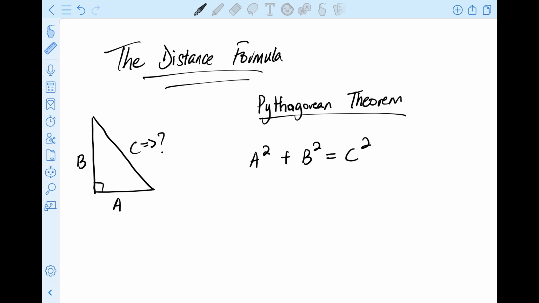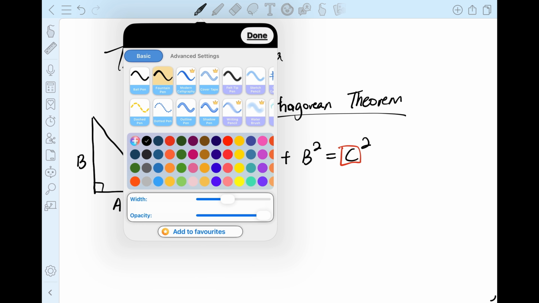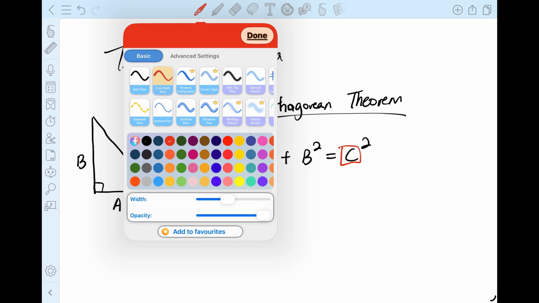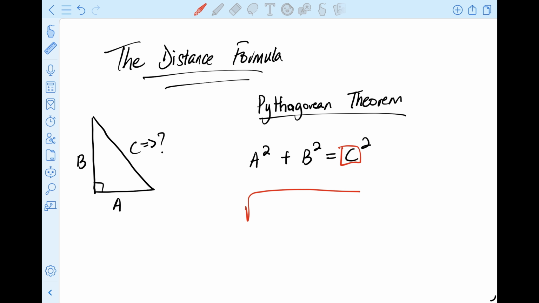Now, in this case, the hypotenuse being c, based on what I just showed you, could we then say that the square root of a squared plus b squared is equal to c, because I'm carrying this square over the equal sign and turning it into a square root? Now, let's look at an actual example.